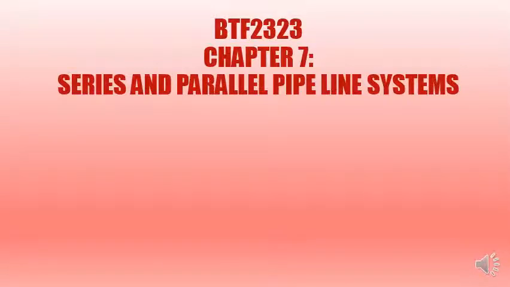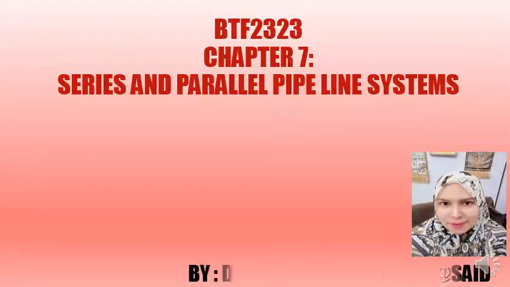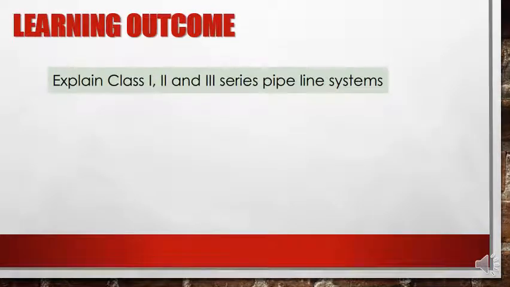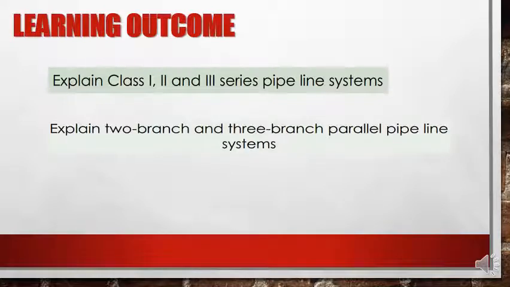And very good day. So we're going to continue our next chapter, which is chapter 7. In this chapter 7, we will cover series and parallel pipeline systems. The aim of this chapter is that you will be able to explain what is class 1, class 2, and class 3 series pipeline system, and you will be able to explain what is two branch and three branch parallel pipeline system.